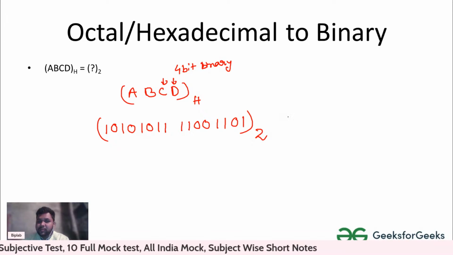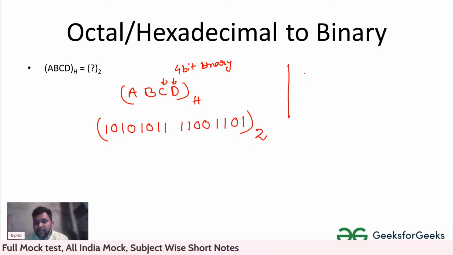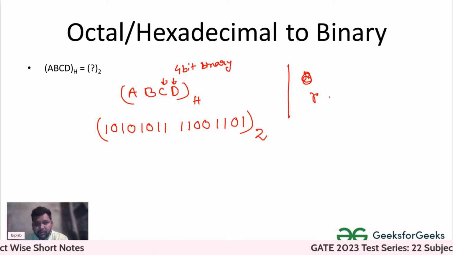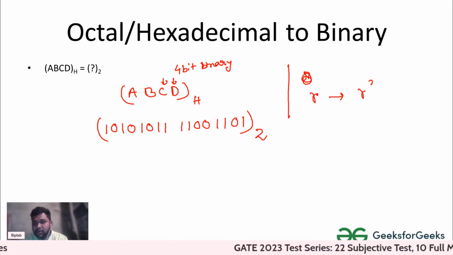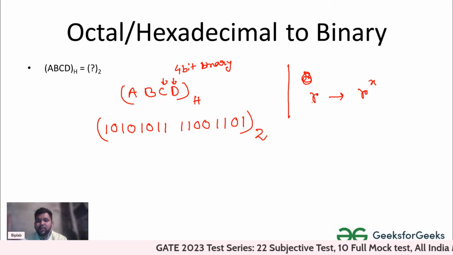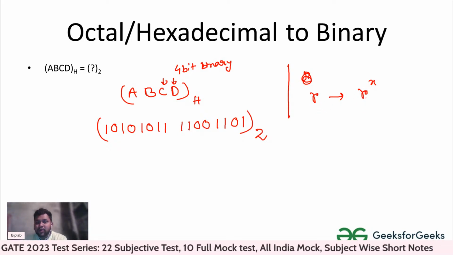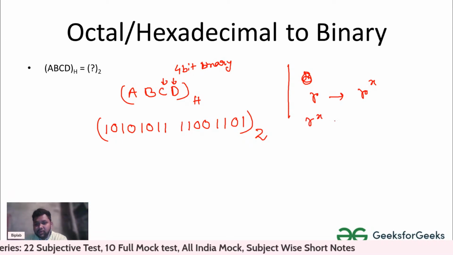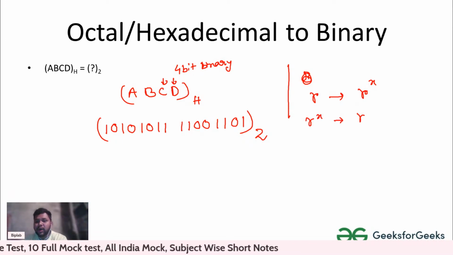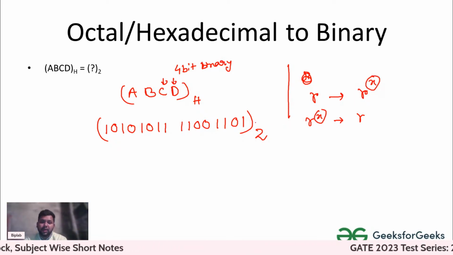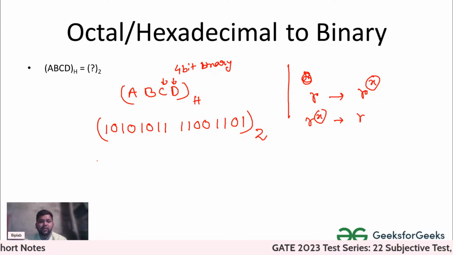The same concept can also be applied to convert any base r number to a base r to the power x number. If you have a number in base r and you want to convert it to base r to the power x, or any base r to the power x number to base r, just take groups of x. That will do your work the same way as we are doing in binary.